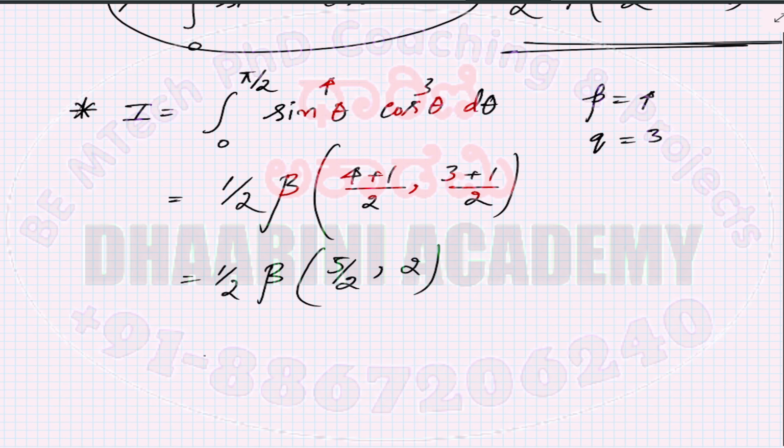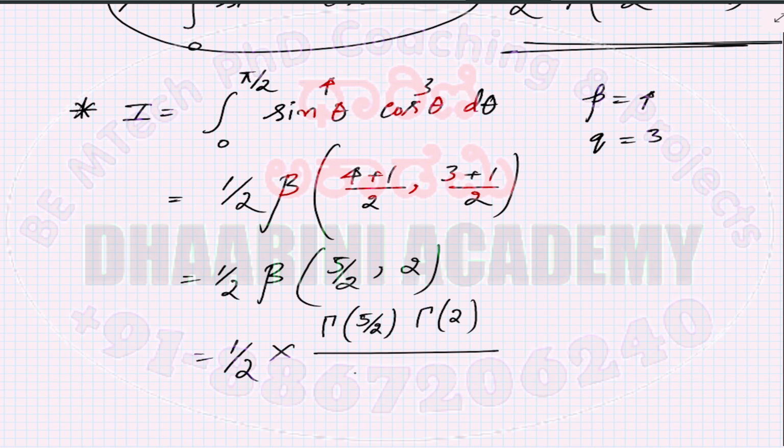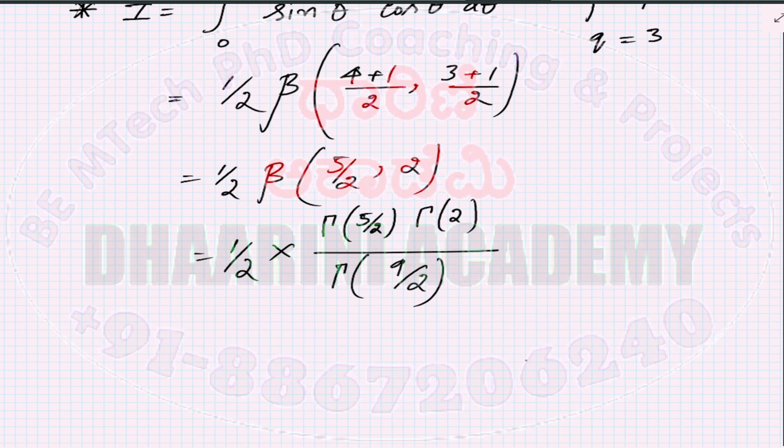Alright, so I know that the beta of m comma n is nothing but gamma of m, which is 5 by 2, into gamma of n, which is 2, divided by the gamma function of m plus n, 5 by 2 plus 2, which is 9 by 2. Already we solved these functions individually, so I can simply club them together to get the answer.